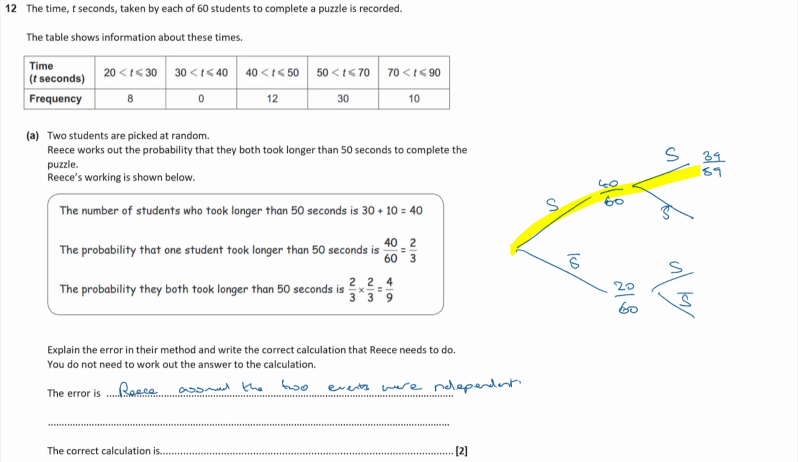So Reese has assumed that the two events were independent, but there will be one less student to pick from. So the correct calculation should be 40 over 60 multiplied by 39 out of 59. Now obviously on a non-calc paper that's going to be a bit of work, but we don't have to do that work because they said we don't have to. So yeah, as long as we've written it down, we're good. That's it. That's only 2 marks.